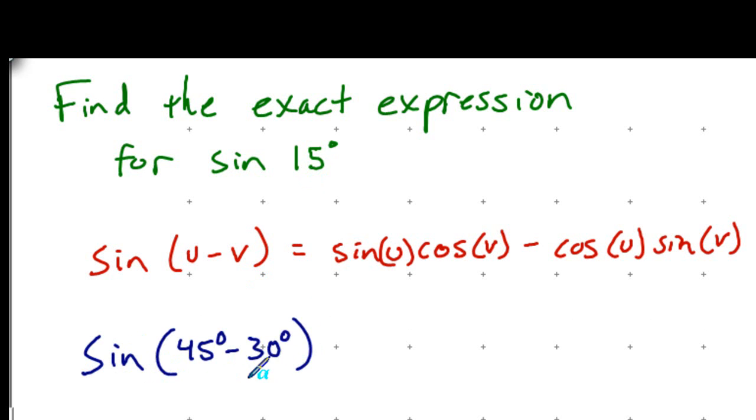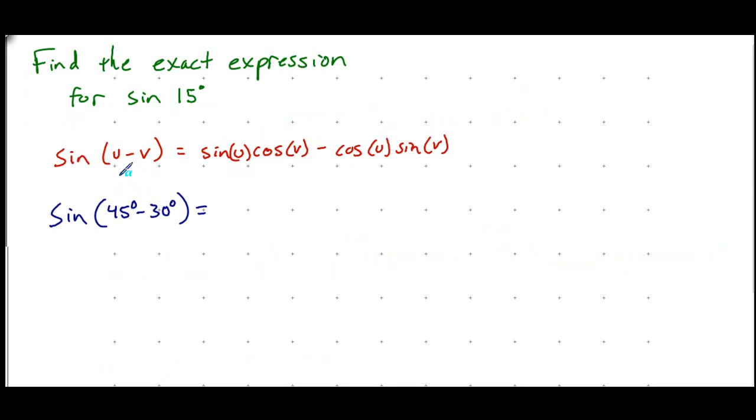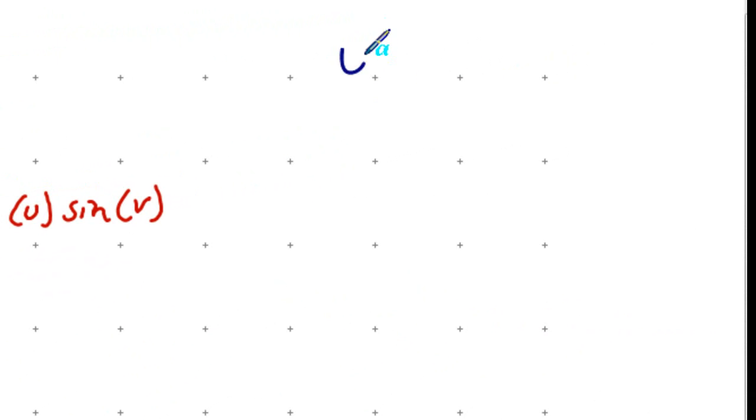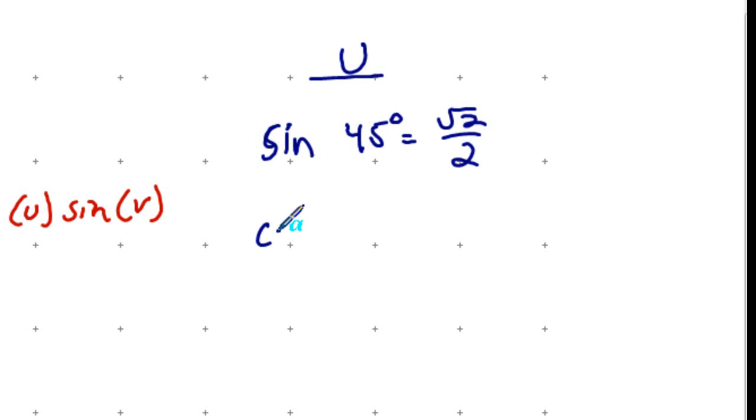These are special angles that we should know. So my u value is 45 degrees and my v value is 30 degrees. For my u values, I need the sine of u, with u being 45 degrees, which we should know is the square root of 2 over 2. I also need the cosine of 45 degrees, which is also the square root of 2 over 2.